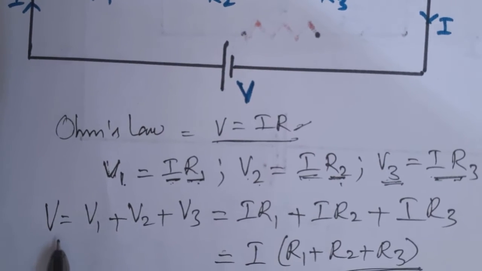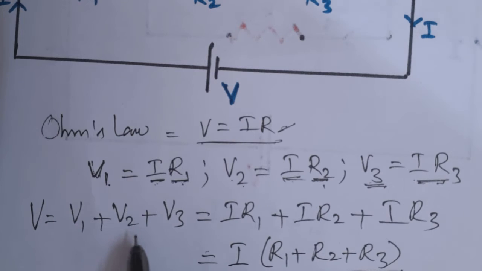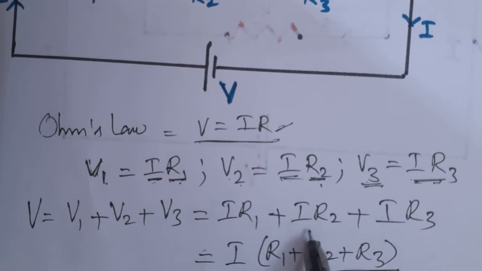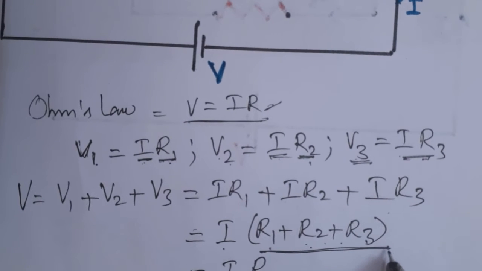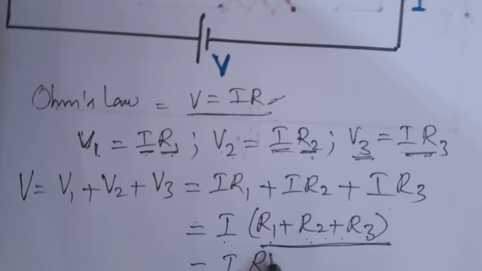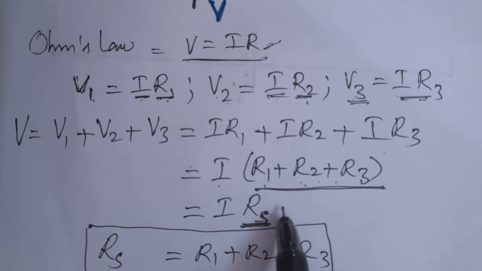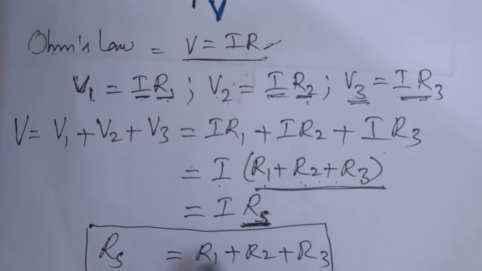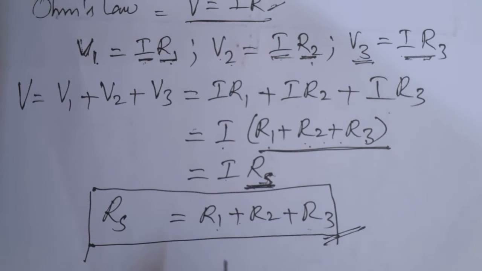Now the total potential difference is V equal to V1 plus V2 plus V3. Applying the values of V1, V2 and V3, this is IR1 plus IR2 plus IR3, equal to I into (R1 plus R2 plus R3). This R1 plus R2 plus R3 is the sum of three resistors connected in series. So the equivalent of three resistors connected in series is RS, and V equal to I into RS, where RS equal to R1 plus R2 plus R3. So the total resistance offered by three resistances together when connected in series is RS equal to R1 plus R2 plus R3.